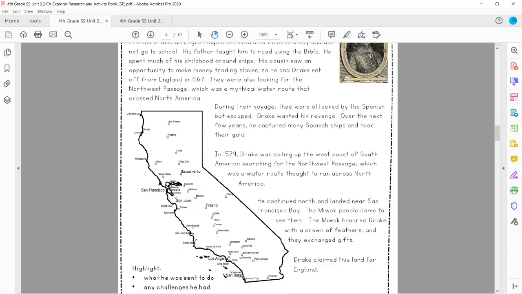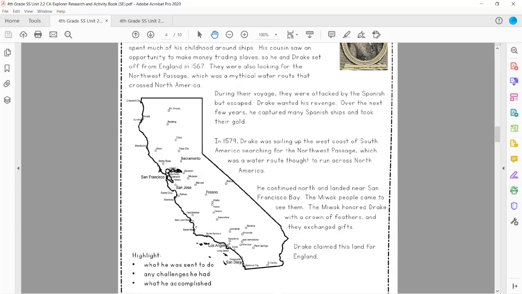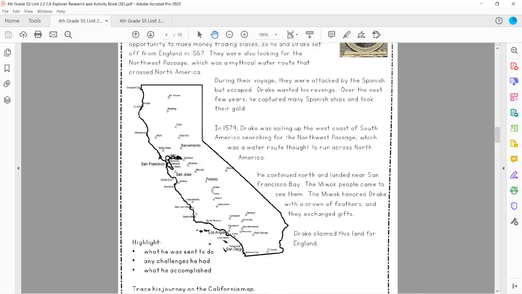During their voyage, they were attacked by the Spanish but escaped. Drake wanted his revenge. Over the next few years, he captured many Spanish ships and took their gold. In 1579, Drake was sailing up the west coast of South America, searching for the Northwest Passage, which was a water route thought to run across North America.